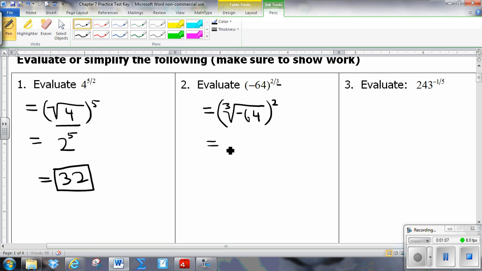So the cube root of negative 64 is a negative 4 because negative 4 times negative 4 is positive 16. Positive 16 times negative 4 is negative 64. And then you still got that squared on the outside. So you get the squared. Now this is the quantity of negative 4 squared, this whole thing. So negative 4 squared is a positive 16.